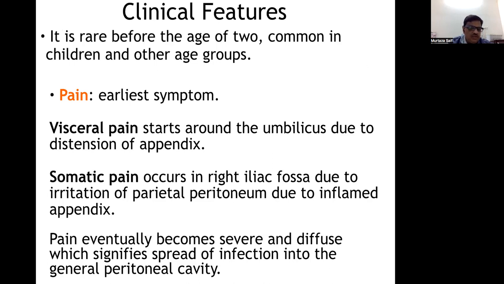Now come to the clinical features, very important, everybody must know. It is rare before the age of 2, and common in children and other age groups. The first symptom is pain. The earliest symptom is visceral pain starting around the umbilicus due to distension of the appendix. Somatic pain occurs at the right iliac fossa due to irritation of the parietal peritoneum by the inflamed appendix. Pain eventually becomes severe and diffuse, signifying spread of infection into the general peritoneal cavity.